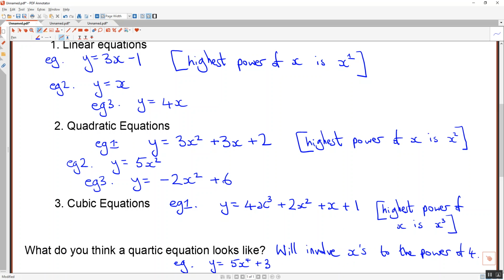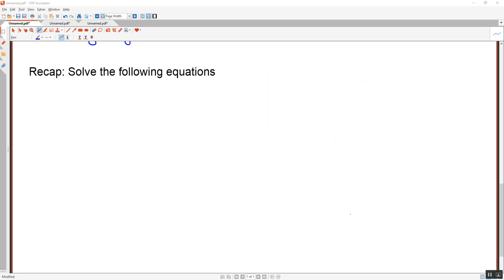So the first one that we're going to solve. Now this should be hopefully a bit of review. Solve the following equations for x. I'm going to put up 2 questions. I'll keep it straightforward for now.